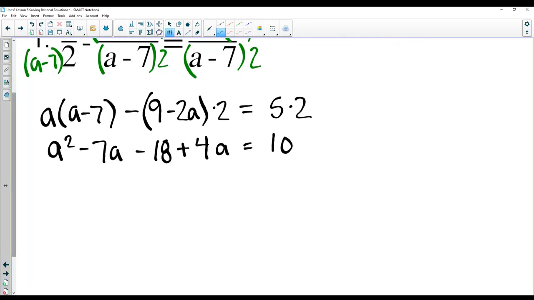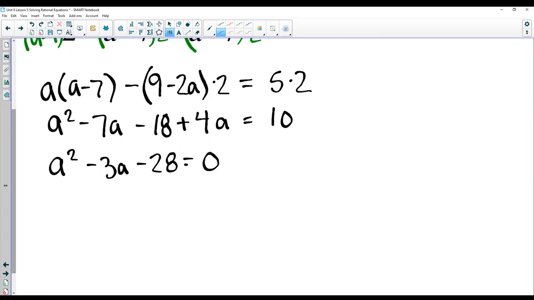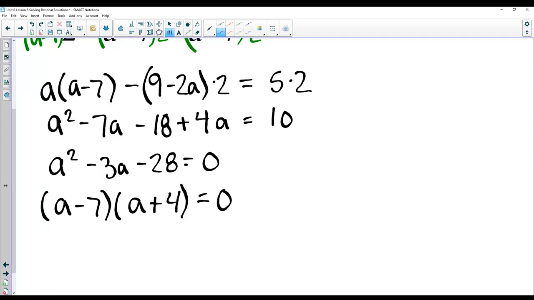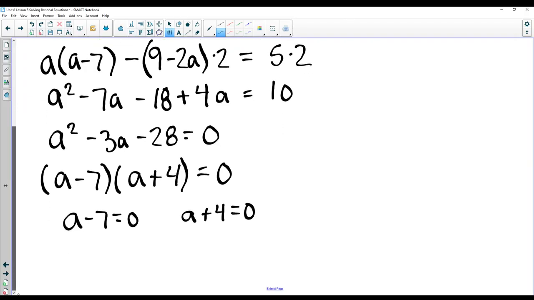Because it looks like we're going to have a quadratic, we want to try to get this equation equal to 0. Now that I've done so, it's time to factor. So this one is a quick factoring. What multiplies to negative 28 and adds to negative 3? That's a negative 7 and a positive 4. So that means we want to set A minus 7 equal to 0 and A plus 4 equal to 0. So our two answers are A equals 7 and A equals negative 4.